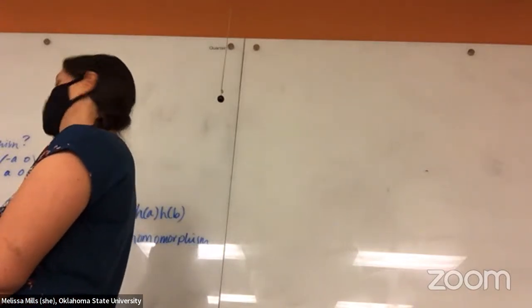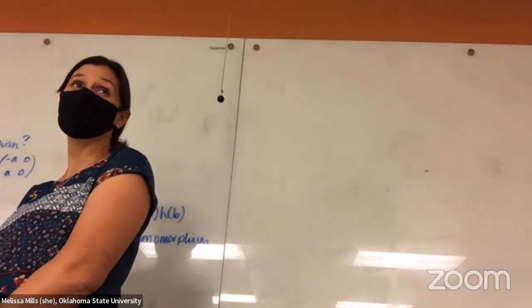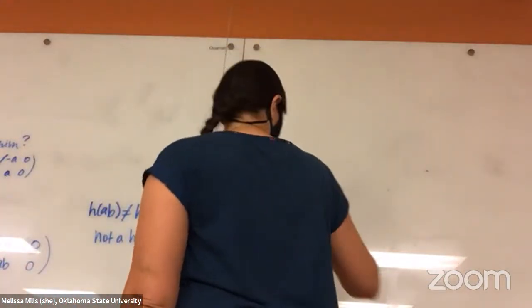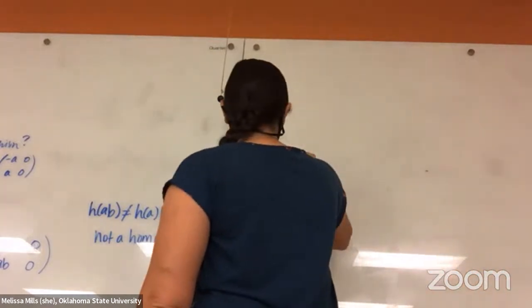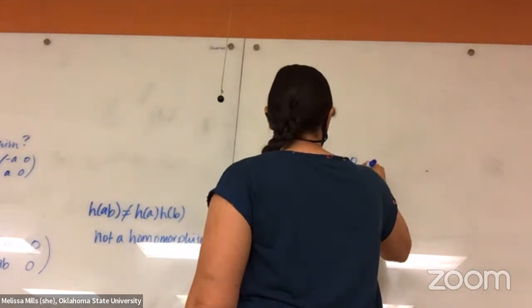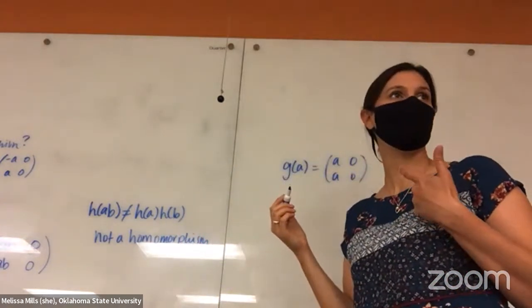Well, the thing that gave us issue was that negative sign. So maybe if we did without the negative sign, it might work. I don't know. So if we did k, or maybe k is not a letter for a function, g of a equals a 0, a 0, like that. So that one, probably the multiplication would work out.